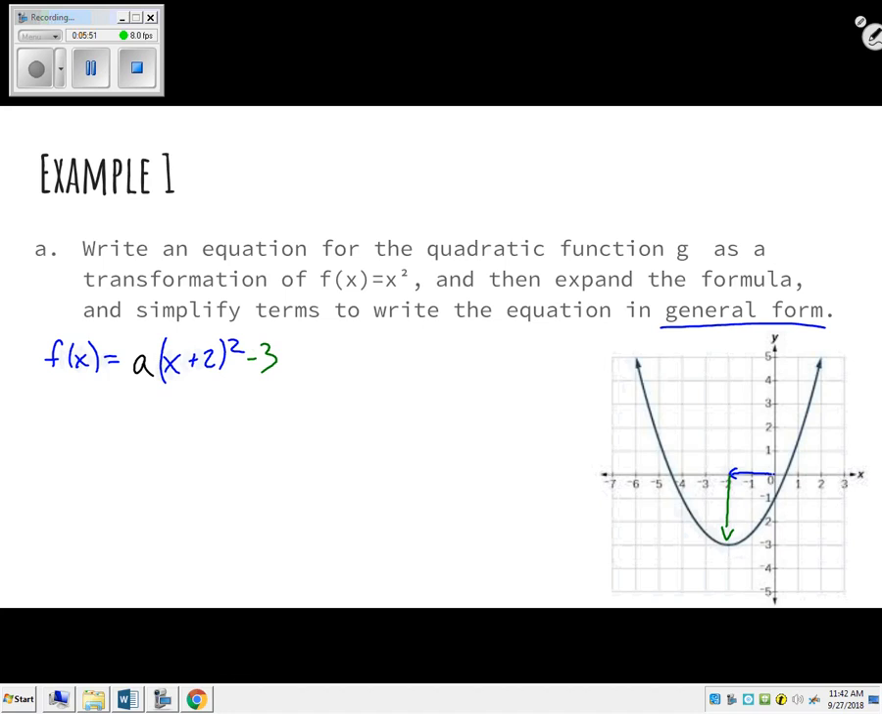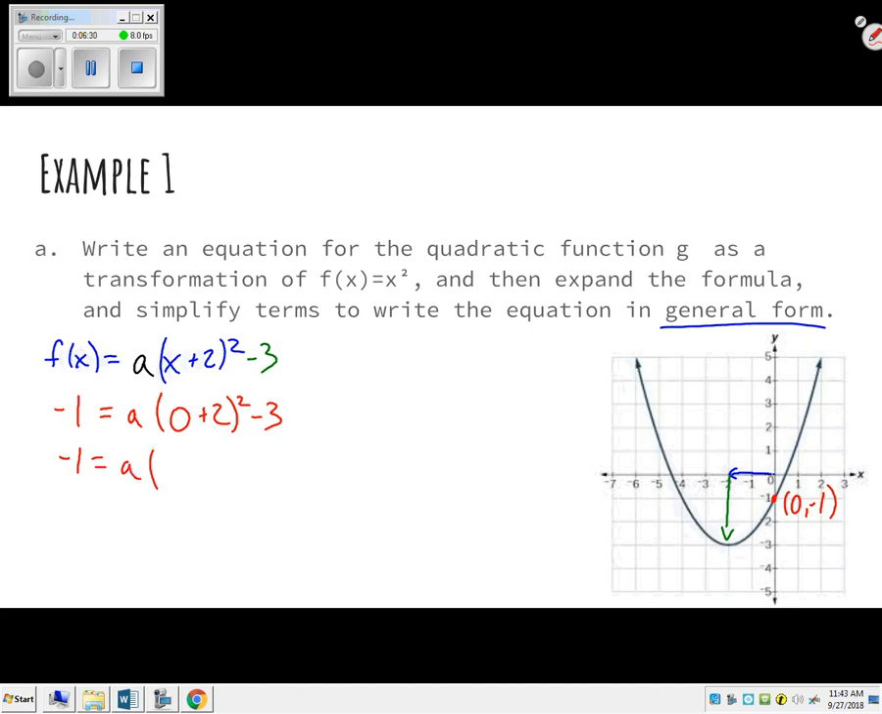Next up, I want to find another point that's not the vertex that's on my graph. The nicest point I can find, I love using 0. So I'm going to choose this point right here, (0, -1). An extra point that's not the vertex on my graph will help me find what the stretch factor or the compression factor is of my parabola. So I'm going to take that (0, -1), plug 0 in for x and -1 in for y, and solve the rest of this for a.